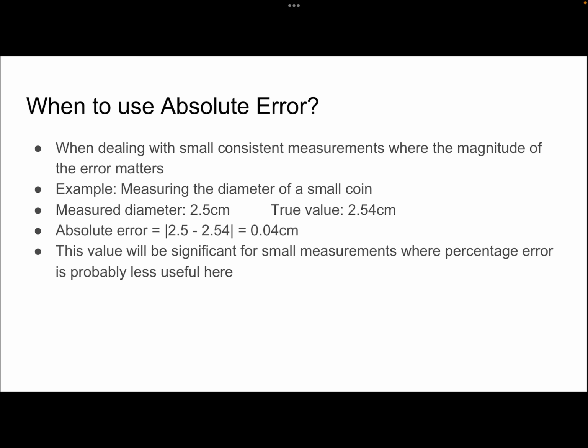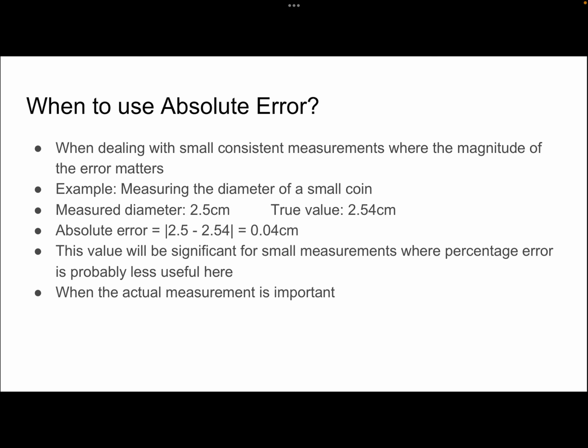Now, this value is going to be really crucial when we're talking about a small coin because it makes a difference to the size of the coin as well. Looking at the percentage error probably is not going to be that useful because in this case, how the coin is going to look with that difference of 0.04 centimeters is going to make a difference because the coin is generally really small. So that difference is going to be crucial when you make any analysis about the coin or something like that.